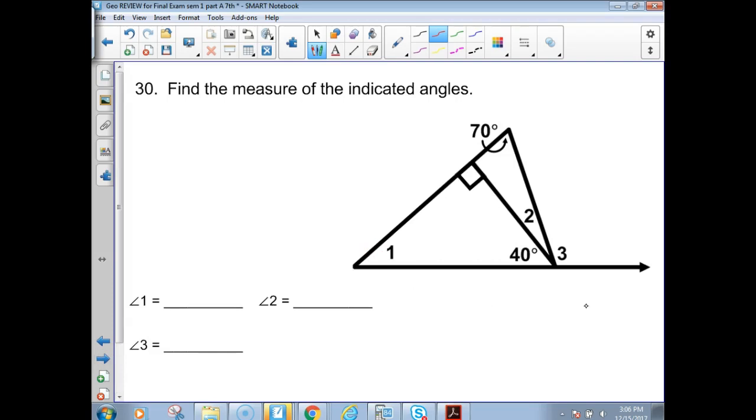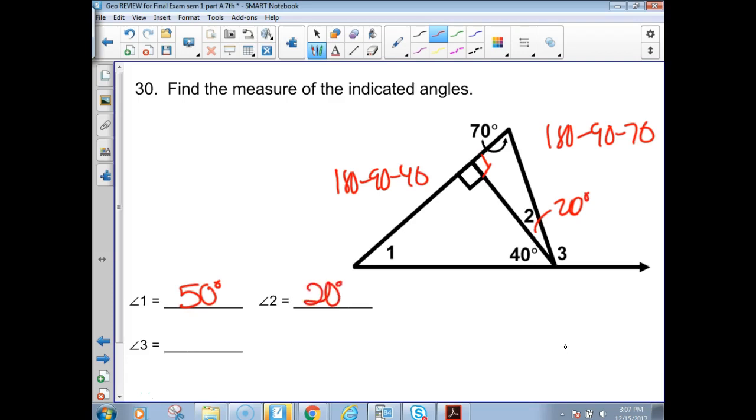Okay, number 30. Find the numbers. Let's go for 1. You've got a 90 and a 40, so the other one is 180 minus 90 minus 40, which is 50. Then go find angle 2. If you have a right angle here, you have a right angle here. So 180 minus 90 minus 70 gives us 20. Then we say, well, angle 4 plus angle 2 plus angle 3 is a straight angle, 180 degrees. So I say, oh, 40 plus 20 is 60. 180 minus 60 gives me angle 3, 120.